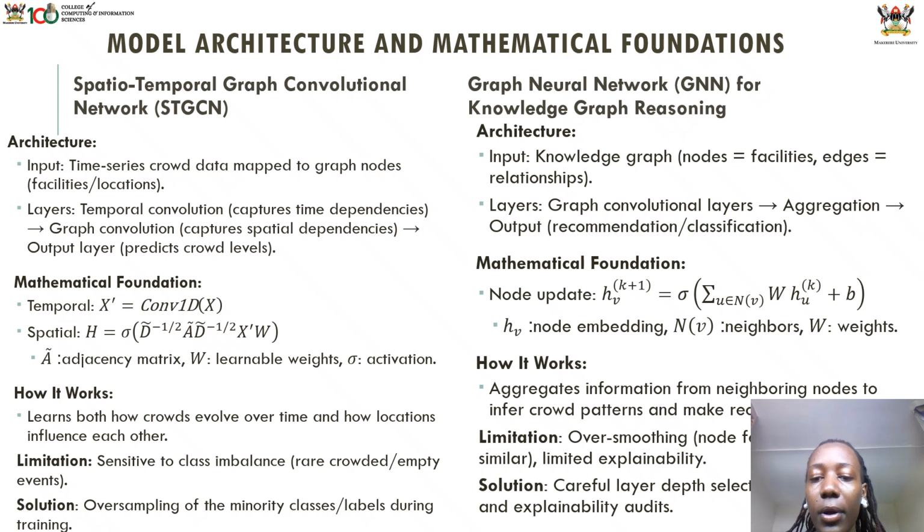So this aggregates the information from neighboring nodes to infer crowd patterns and make recommendations. Its limitation is over-smoothing, and we were able to solve this carefully. We did a careful layer depth selection and explainability audits.